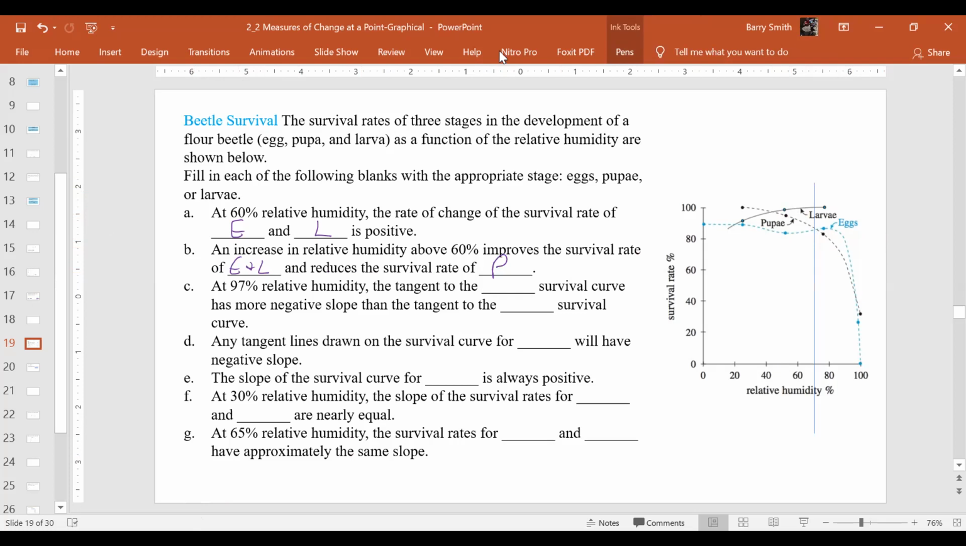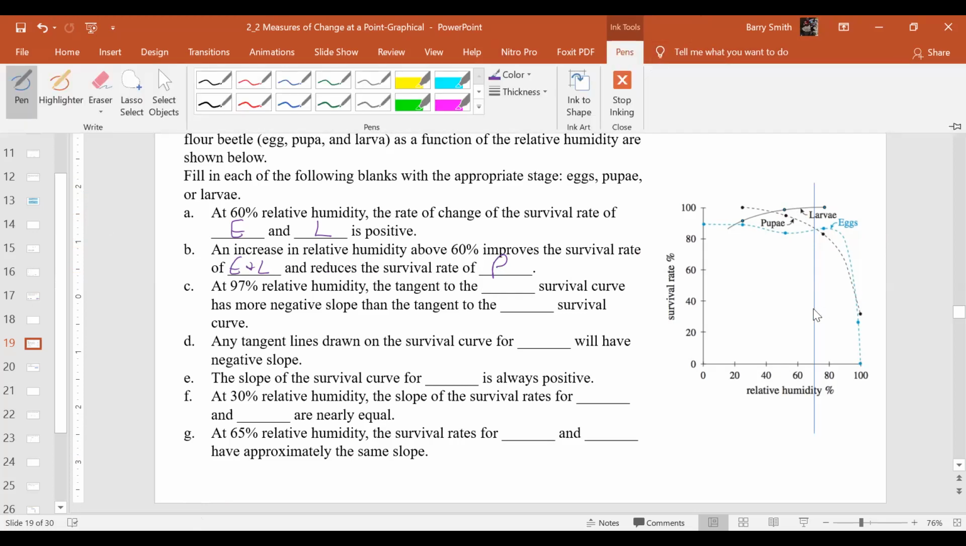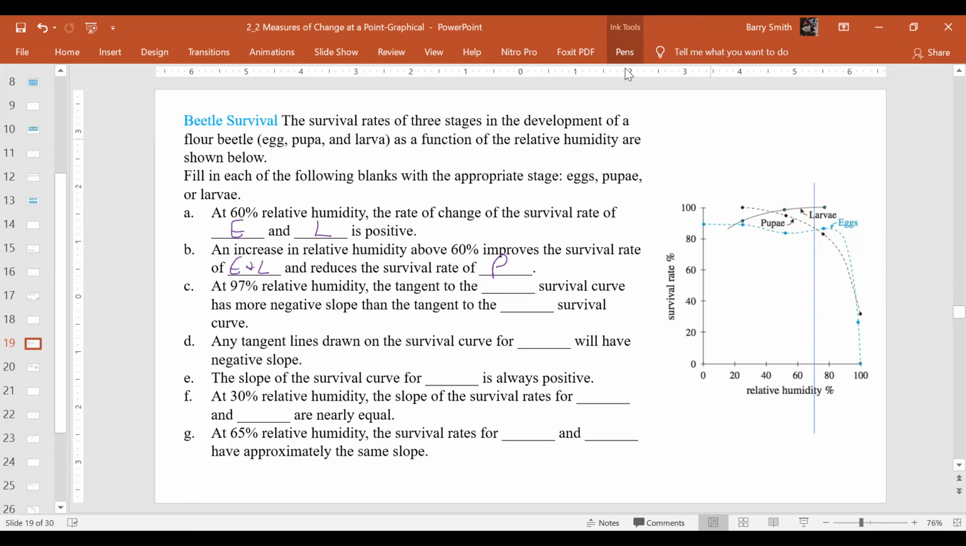All right, so the next one says at 97%. So let's go up to around 97%. So get rid of pen. So we're going to be somewhere maybe in that range here. The tangent to the blank survival curve has more negative slope than a tangent to the blank survival curve. Okay, well, we're not even worried about larvae because it stops right there and then it's done. So we're trying to decide which one is going to be steeper at this point here. Well, it looks like the one that comes down at a steeper rate, which looks to be the blue one, which is eggs, is going to be the more negative.